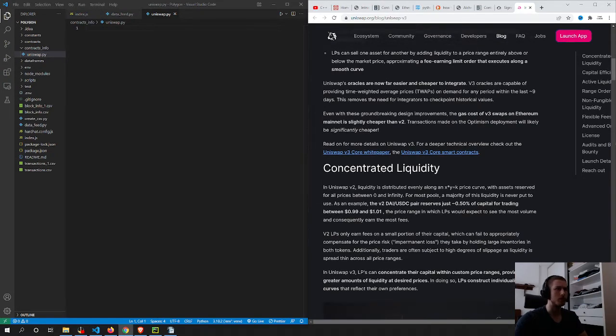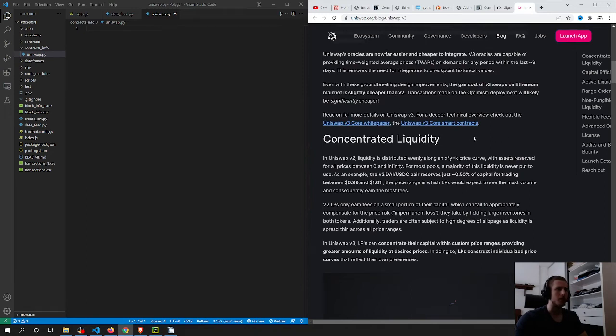Uniswap's oracles are now far easier and cheaper to integrate. V3 oracles are capable of providing time-weighted average prices on demand for any period within the last 9 days. This removes the need for integrators to checkpoint historical values. Even with these groundbreaking design improvements, the gas cost of V3 swaps on Ethereum remained slightly cheaper than V2. Transactions made on the Optimism deployment will likely be significantly cheaper.